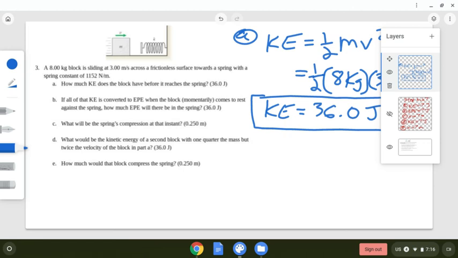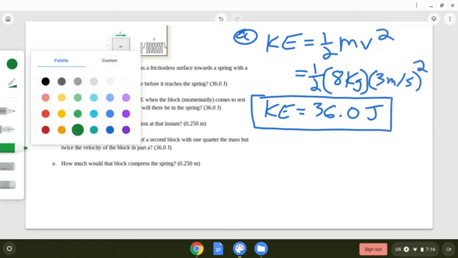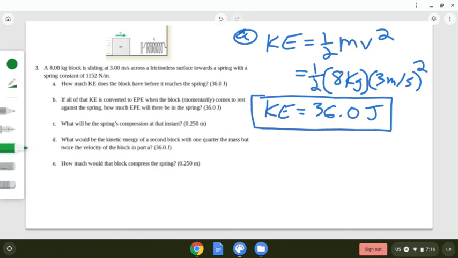If all of that kinetic energy is converted to EPE when the block momentarily comes to rest against the spring, so this block is going to hit the spring, slow down, come to a stop just for an instant, and that's where we're going to stop our problem. After that, we imagine the spring is going to push it back towards the left, but we don't care about that. We care just at the moment when the block momentarily comes to rest.